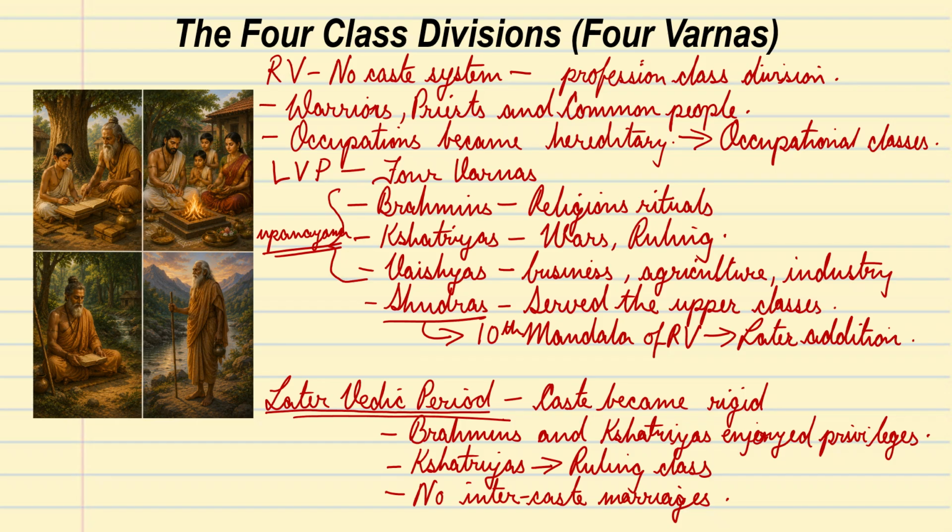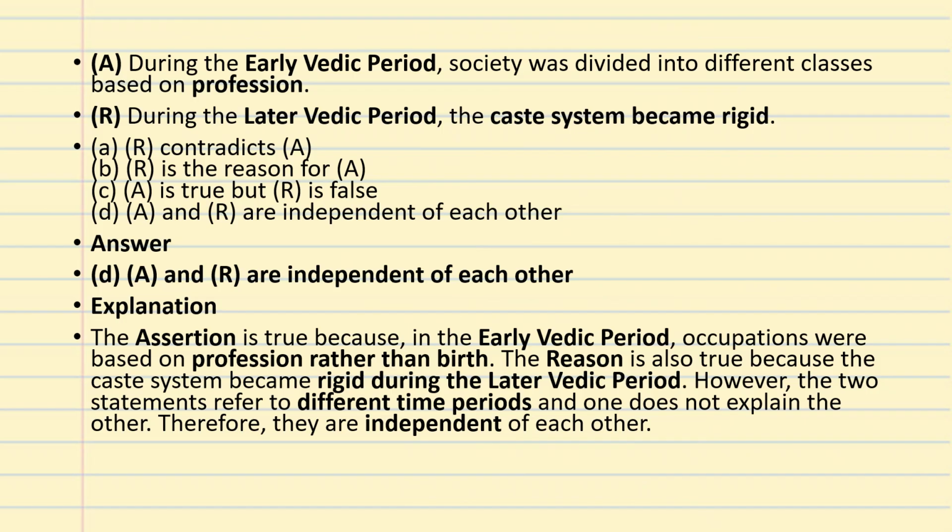But in Rig Vedic period, there was no caste system. Please remember this, there was no caste system in the Rig Vedic period because caste was based on profession. So it was like doctor, engineer, like that kind of people. So during the early Vedic period, society was divided into different classes based on profession. During the later Vedic period, the caste system became rigid.